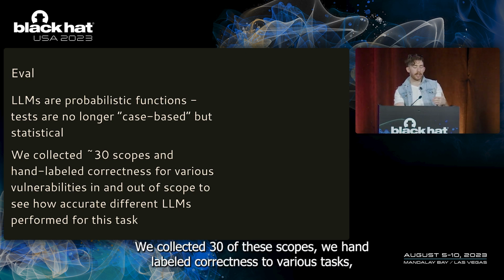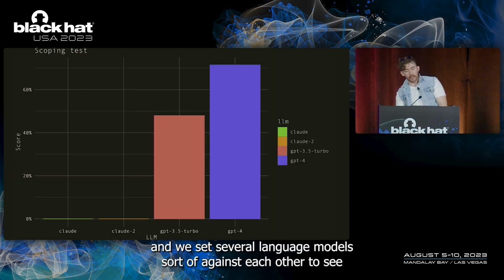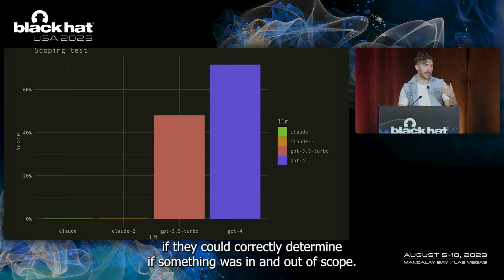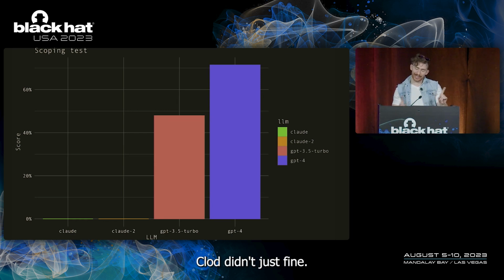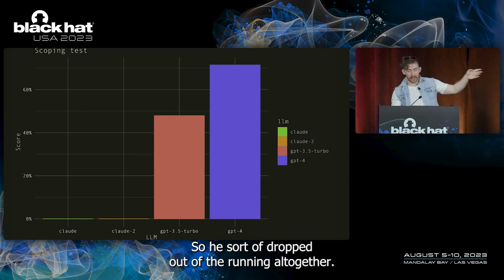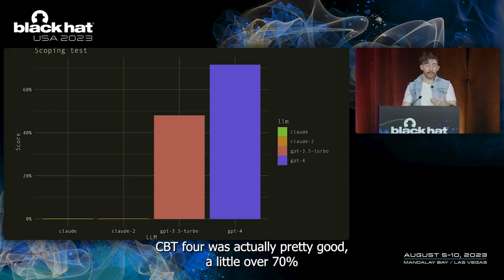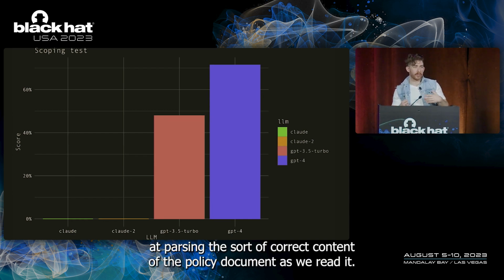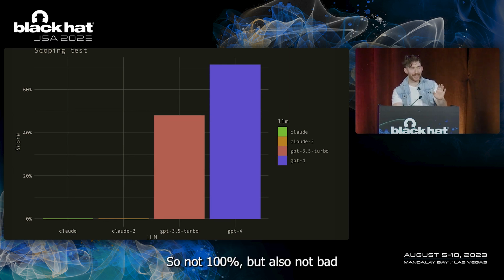We collected 30 of these scopes. We hand labeled correctness for various tasks. And we set several language models against each other to see if they could correctly determine if something was in or out of scope. Now this looks bad on Claude. Claude did just fine. Claude's problem was not answering true or false in the way that we wanted to, so he dropped out of the running altogether. GPT-4 was actually pretty good, a little over 70% at parsing the correct intent of the policy document as we read it. So not 100%, but also not bad.